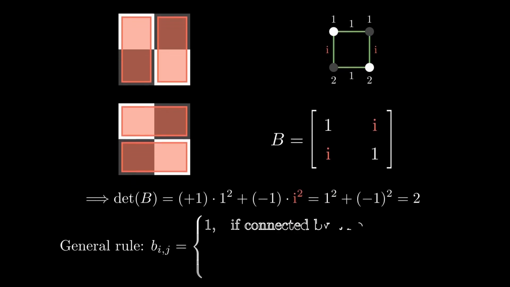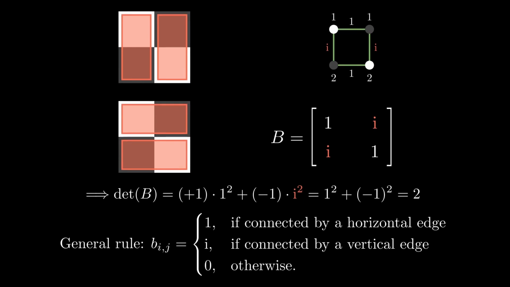In general, we will then set B_ij to be 1 if the corresponding black and white vertices are connected by a horizontal edge, i if they are connected by a vertical edge, and 0 if they aren't adjacent at all. At this point, it is not obvious at all why this should work in general, but what we are hoping for is that the sign of the permutation and of the product of the weights will cancel out.